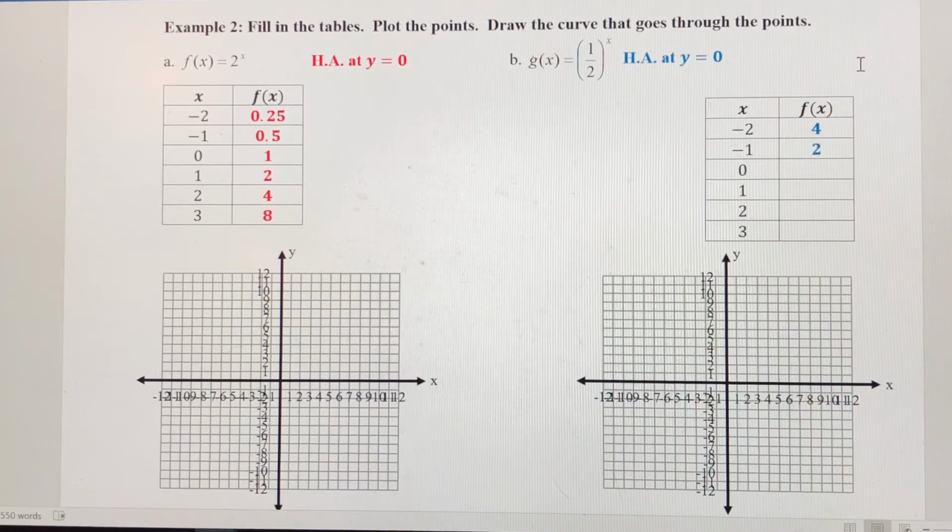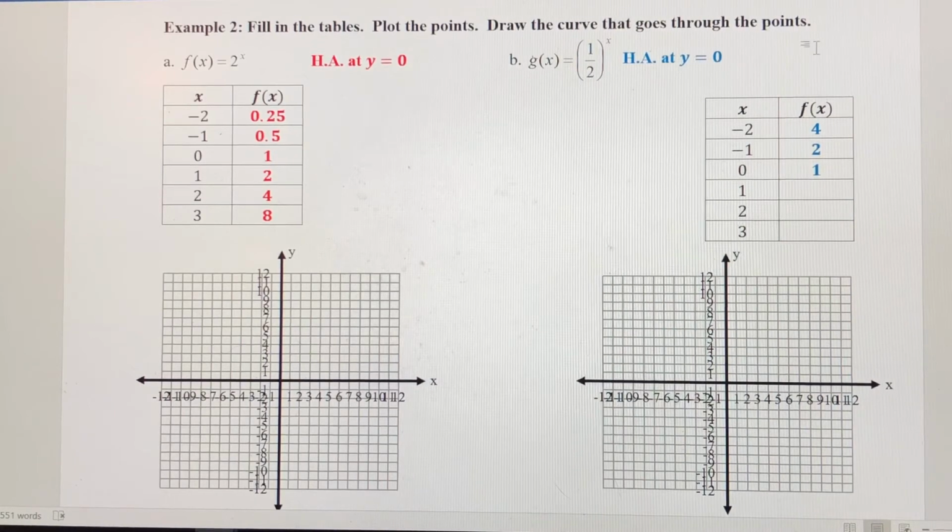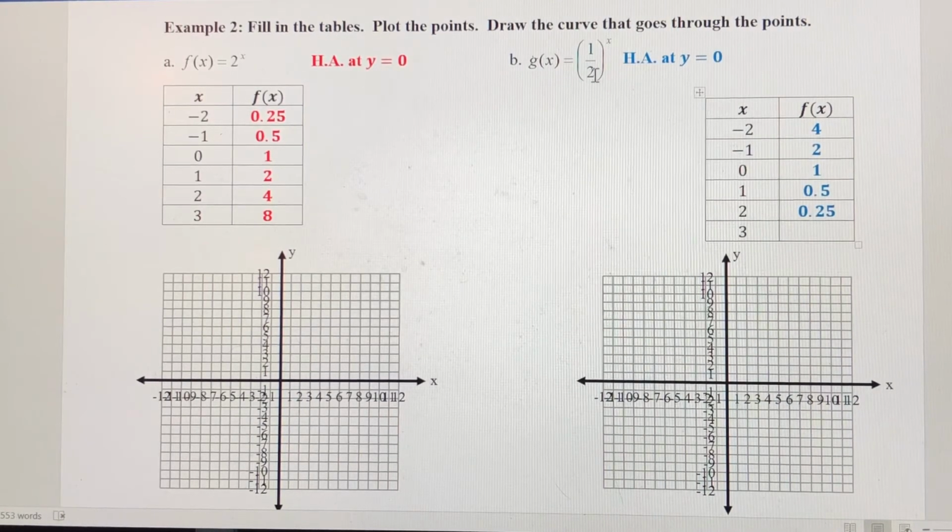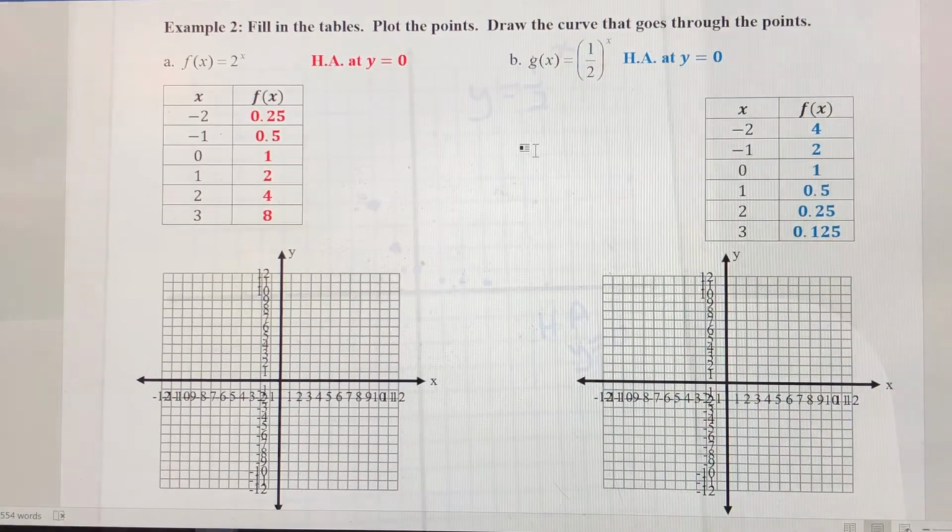1/2 to the -1 power is 2. Anything to the 0 power is 1. 1/2 to the first power is obviously 1/2. 1/2 to the second power is 1/4. And 1/2 to the third power would be 1 over 2 to the third, or 1 over 8, which is 0.125. So we're going to plot these points, and that'll give us the graph of g of x equals 1/2 to the x power. Again, never going to be 0, never going to be negative. So these graphs will all be in the first and second quadrant. Let's take a look at that graph now.